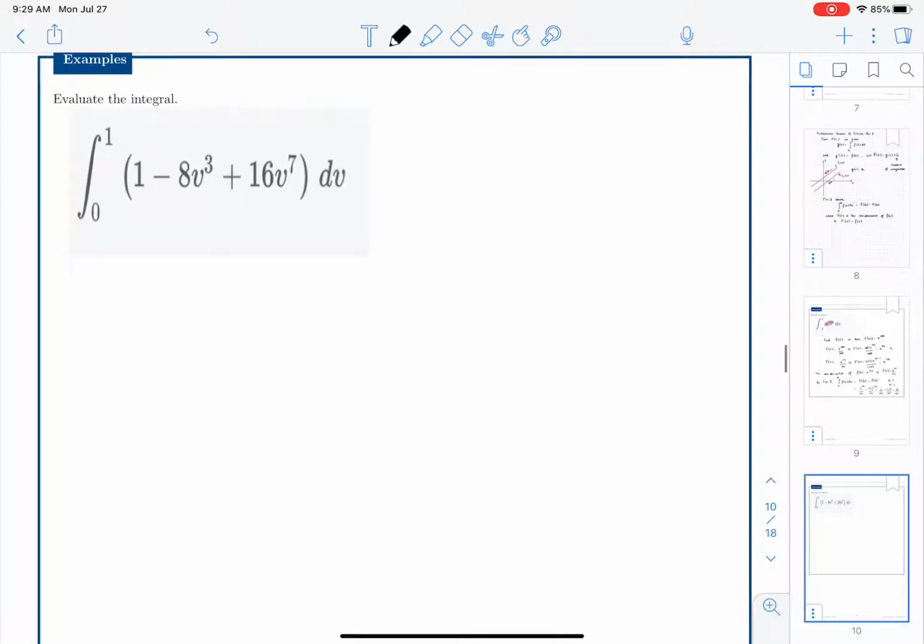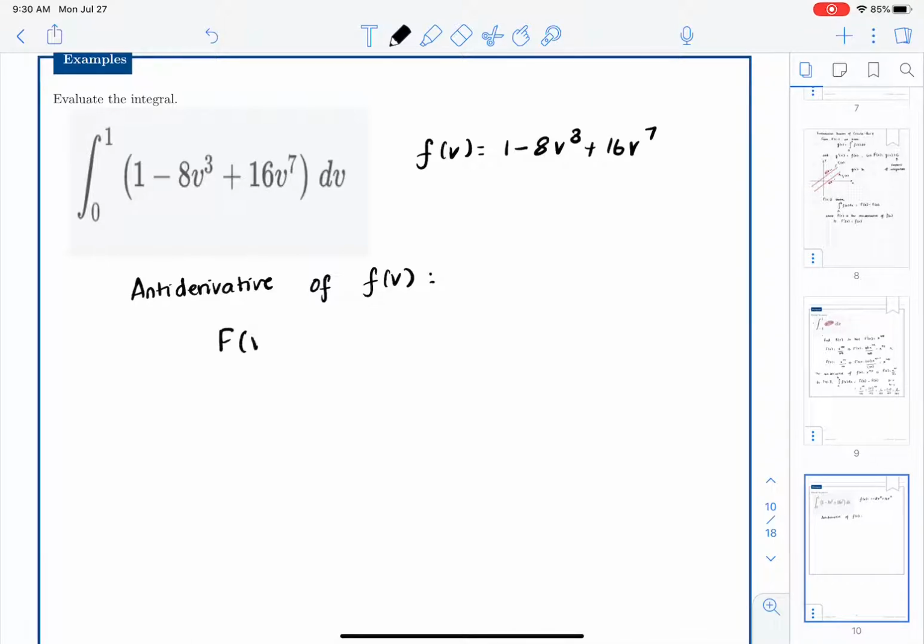So now we have a function, f of v is 1 minus 8v cubed plus 16v raised to 7. We want to find its antiderivative. So let's look at it piece by piece. What should the antiderivative of f of v be? Well, I want to differentiate something so that I get 1. What should I differentiate? If I took the derivative of v with respect to v, I would get 1.